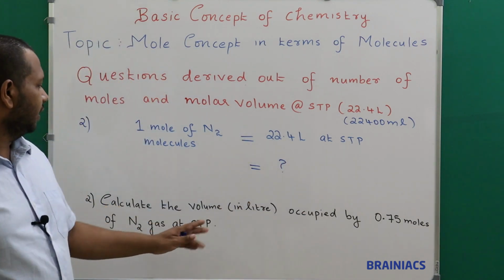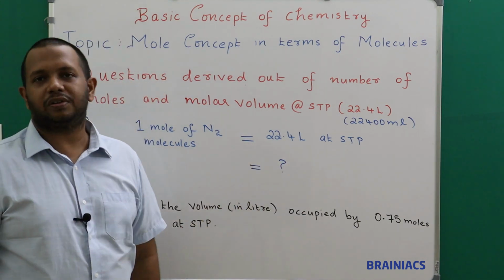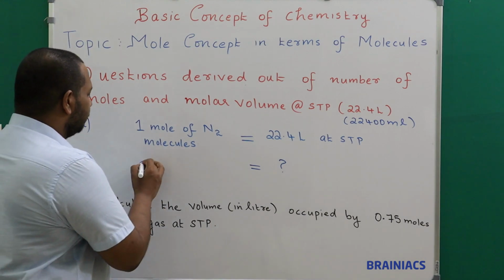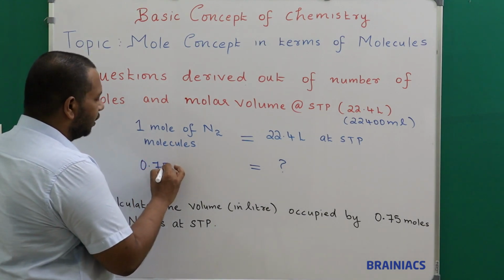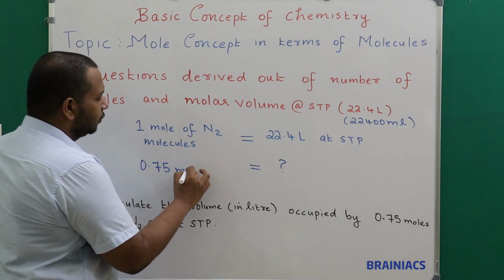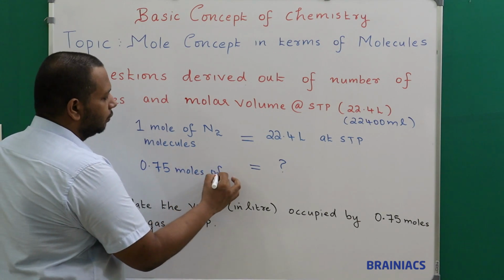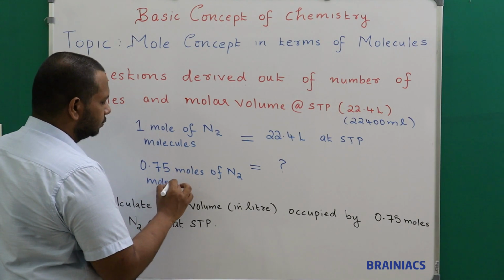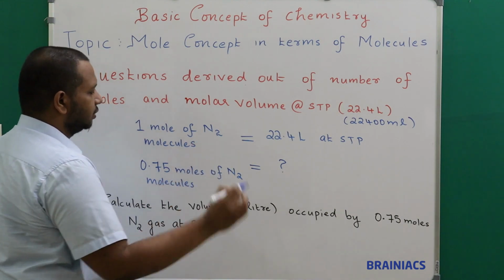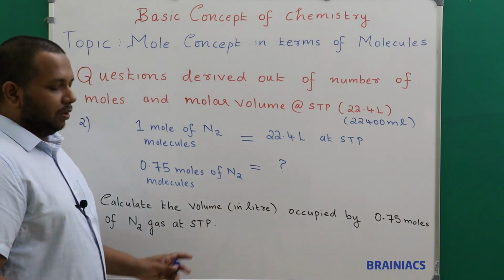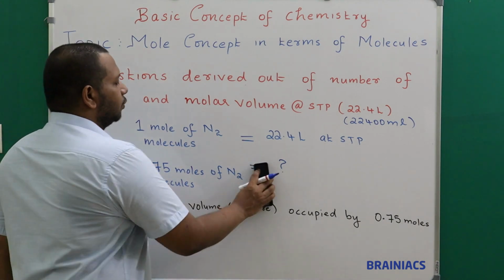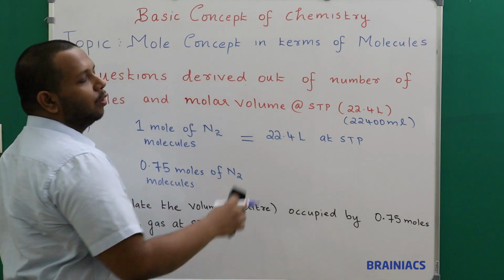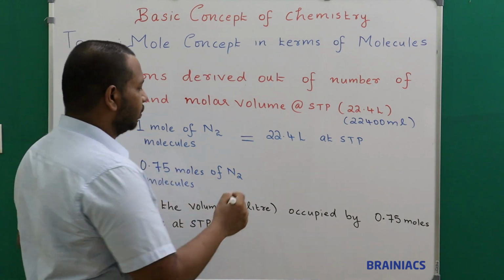So what they have given here, the number of moles they have given as 0.75. So I can write 0.75 moles of nitrogen molecules. Correct. Now tell me, you need to find out in 0.75 moles of nitrogen molecules how much volume it will occupy, that is what at STP.